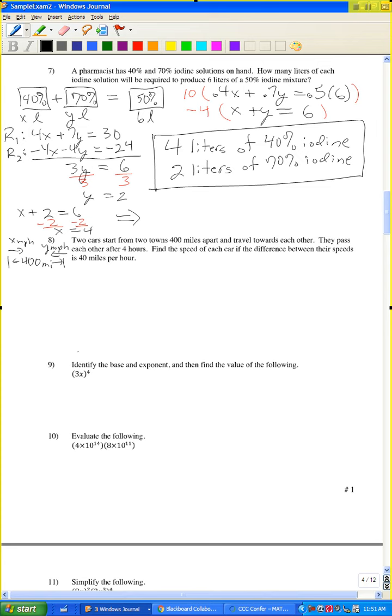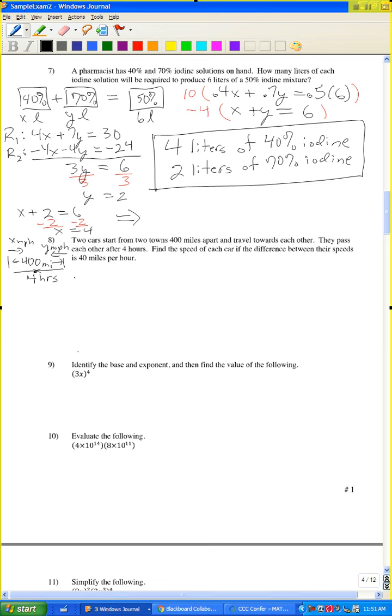And they pass each other, so they're somehow meeting each other. Well, they don't crash into each other, but they pass each other after 4 hours. So after 4 hours, they meet and pass each other. Find the speed of each car if the difference between their speeds is 40 miles per hour.